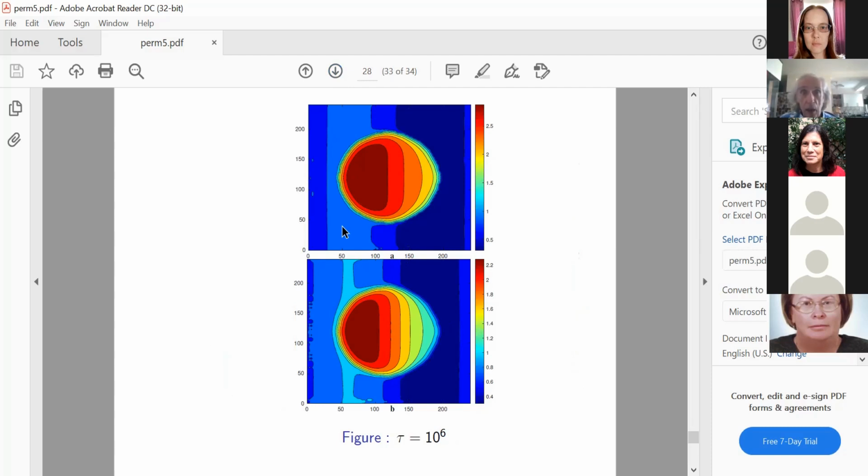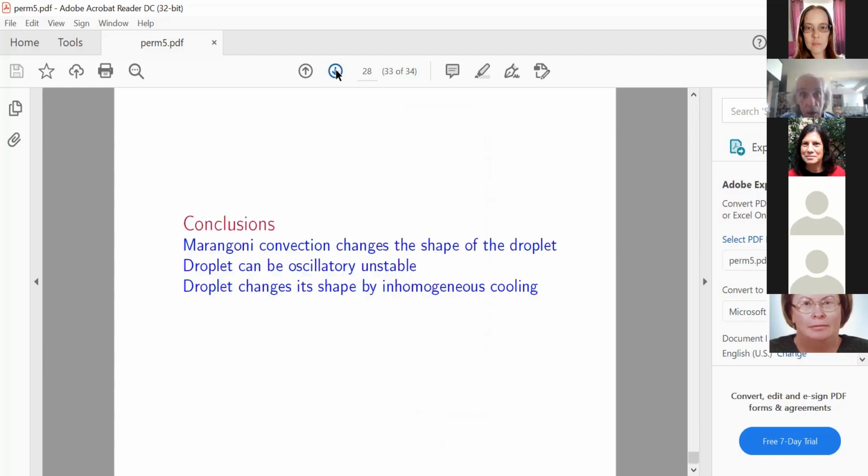Okay, I didn't show the case of heating from below. That is a monotonic instability, and for monotonic instability, as I told, the instability of the substrate itself appears, and the droplet acts as a seed for this instability, as it's a finite amplitude disturbance, and finally the surface droplet is destroyed.